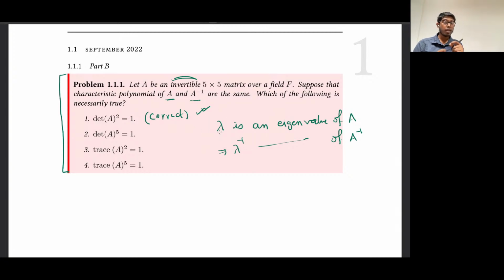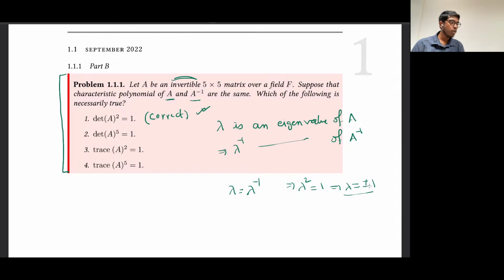So since the characteristic polynomials are the same, it means that all the roots are the same, and therefore lambda and lambda inverse will be the same. Okay. So this implies what? This implies lambda square equals 1, which implies lambda equals plus or minus 1. And therefore, what are the eigenvalues? Either plus 1 or minus 1.